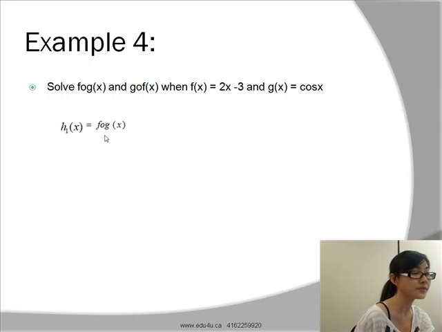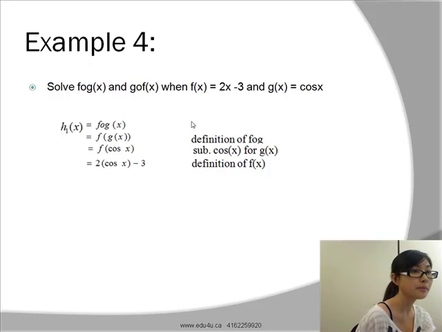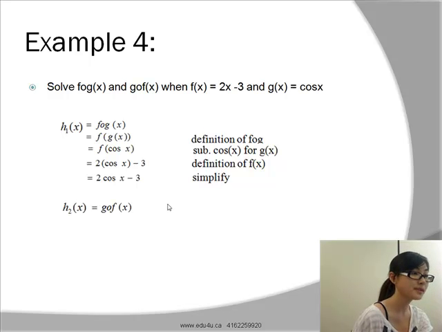Let h1 of x equal f of g of x. We've already mentioned that it equals f times in brackets g of x, and that's the definition of f of g of x. We've mentioned that g of x equals cos of x, so we sub that in where g of x is. Next, we plug in the equation for f of x, so that's 2x, which we already determined as cos of x, minus 3. We simplify, and that gives us 2 times cos of x minus 3, and that would be the final answer.